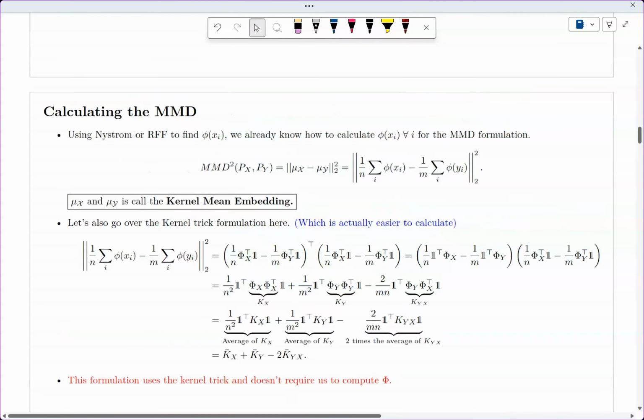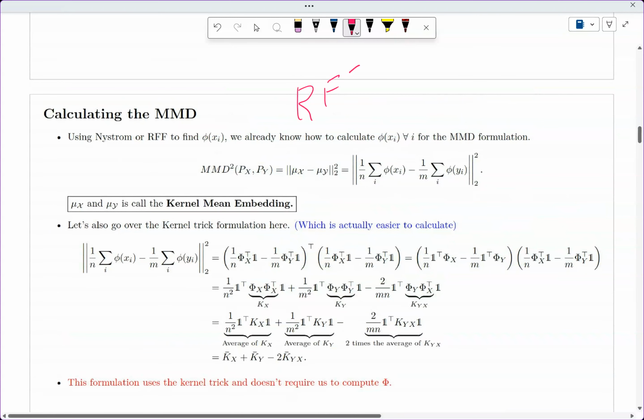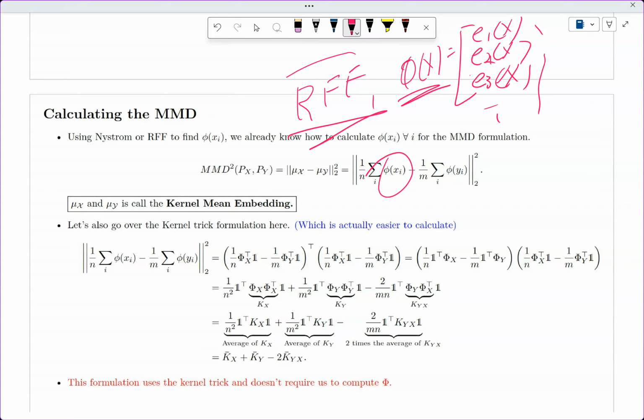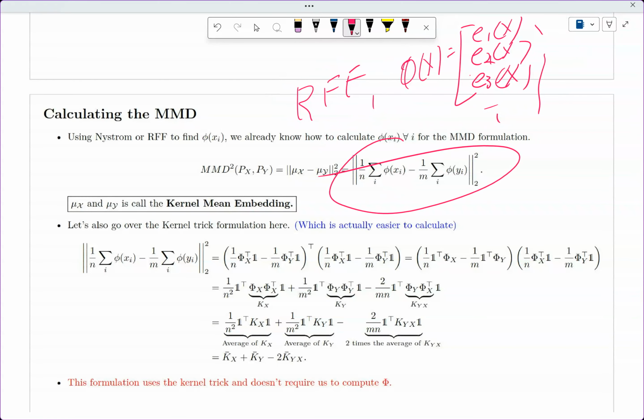So to calculate MMD, so far we've gone through random Fourier features, and the Mercer theorem also tells us that the phi of x is equivalent to the eigenvectors. So you can represent these points in RKHS as finite, non-infinite vectors which you can calculate, and you just subtract them and take the distance, and that's it. That's really, really simple.